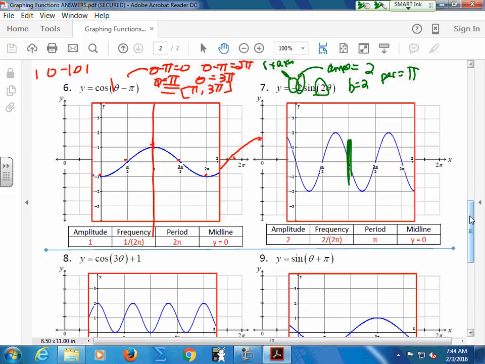So I start like this. My sine curve says 0, 1, 0, negative 1, 0. Watch how simple this is. Just multiply everything by negative 2. 0, negative 2, 0. A negative times a negative, positive, 0.